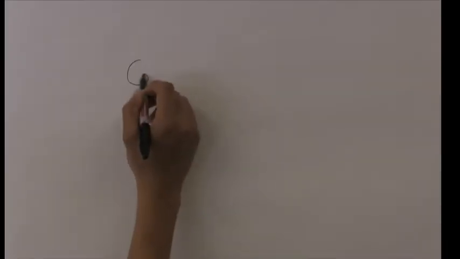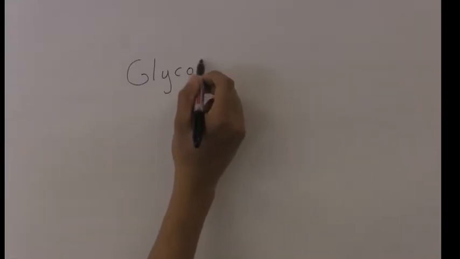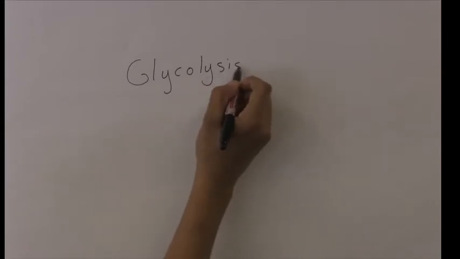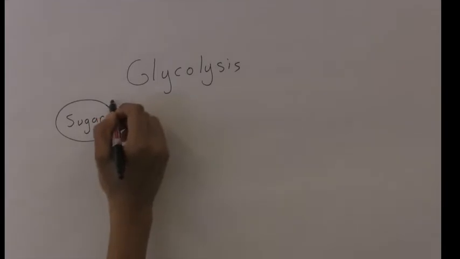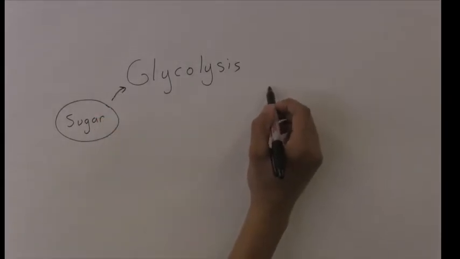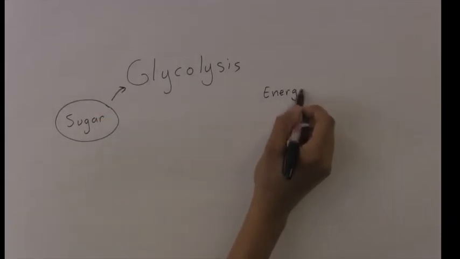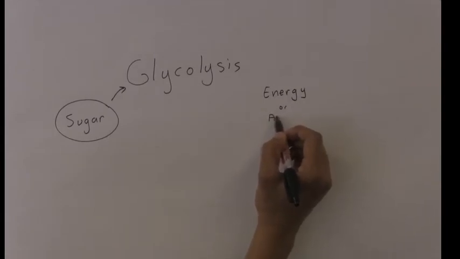Glycolysis is the first step in the breakdown of sugar into energy, a universal process that is found in almost all living organisms. The goal of this process is to make ATP, which is the equivalent of the energy currency in the cell used to fuel many reactions.